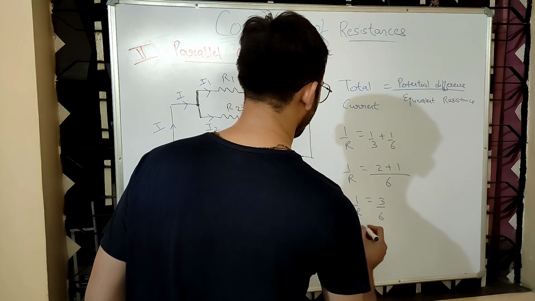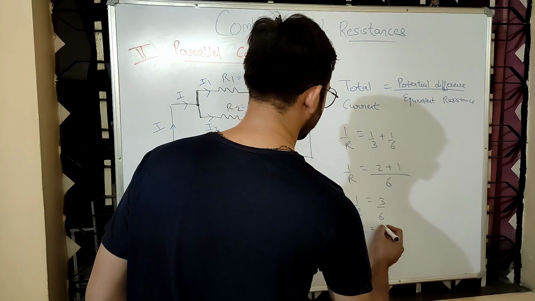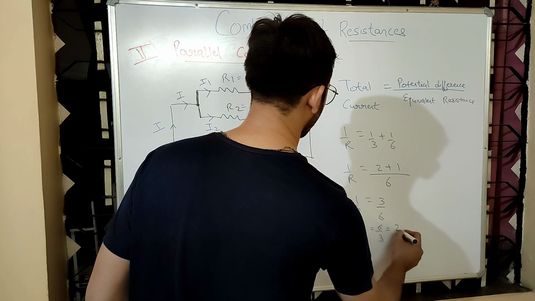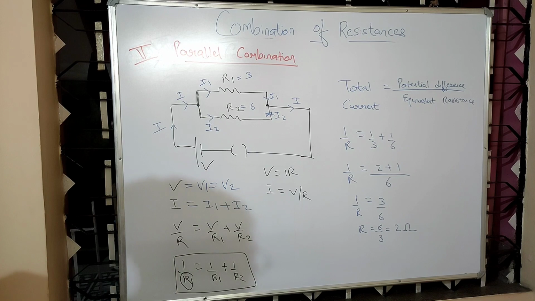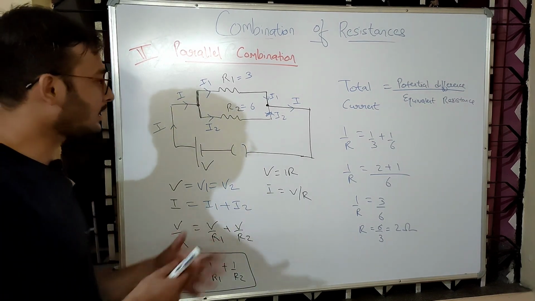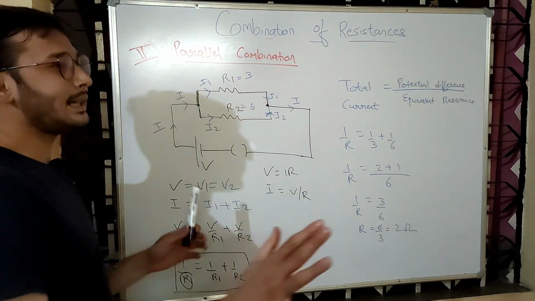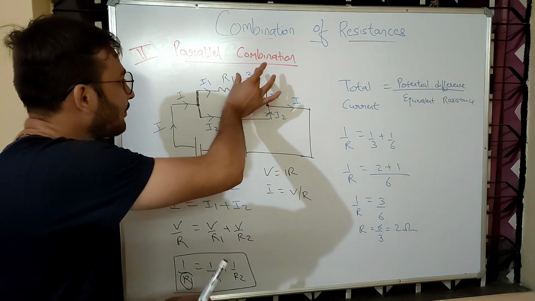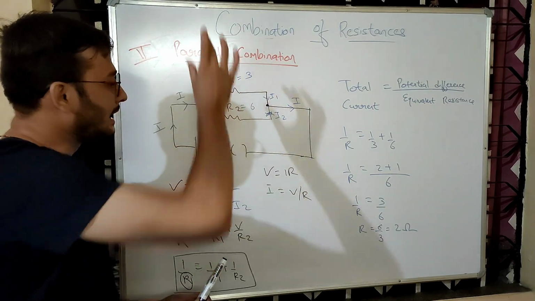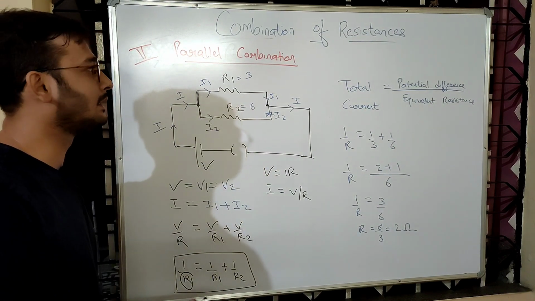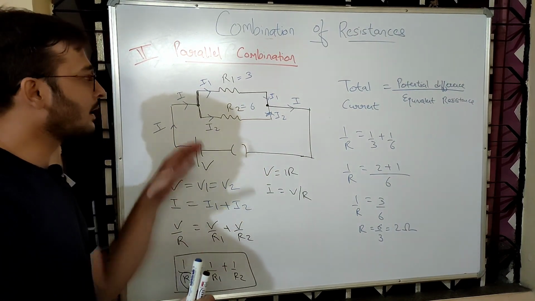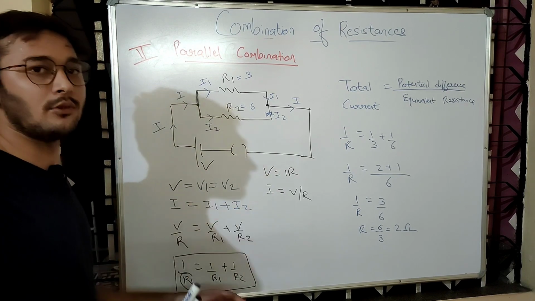So R will be 6 by 3, that is 2 ohms. Now you see the surprise here. ये तो miracle हो गया, miracle. See how I am connecting two resistances in parallel, 3 and 6, and the equivalent is coming equal to 2. So one thing to note here is parallel में equivalent resistance कम हो जाता है.